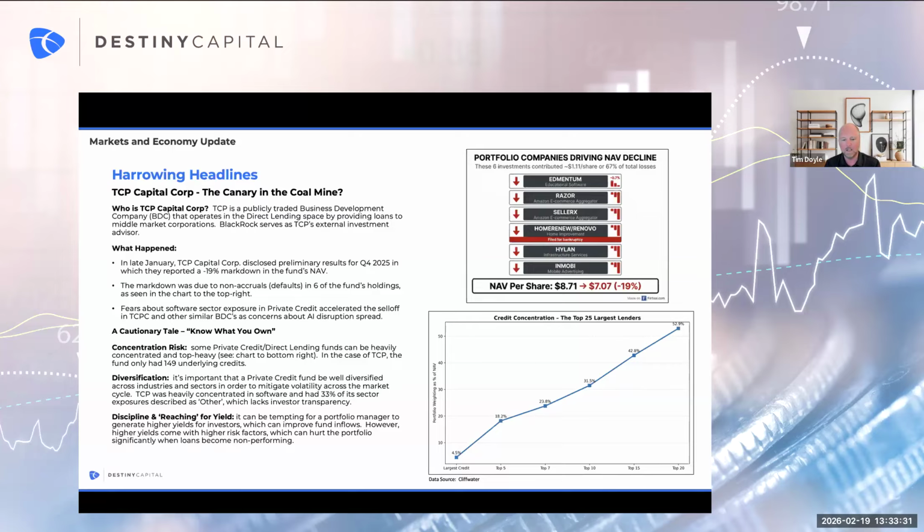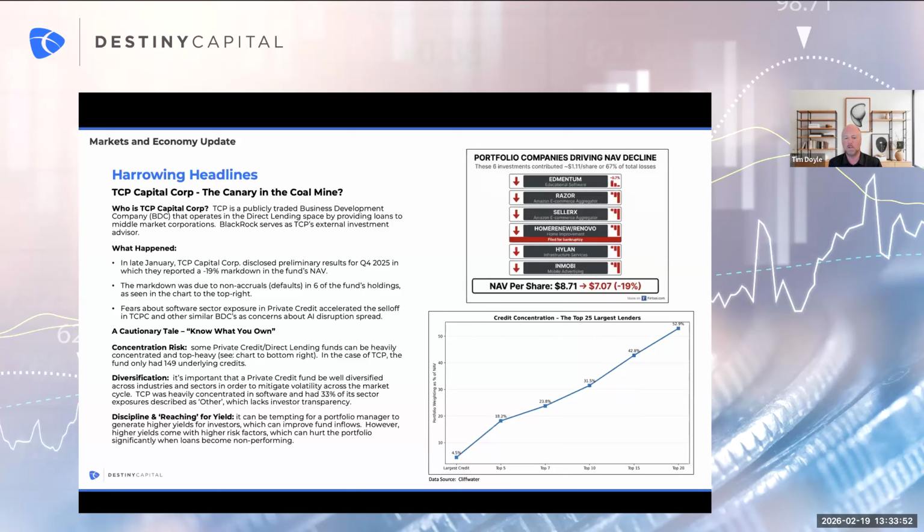Is the underlying allocation defensive? Is it aggressive? Is it growth oriented? Or is it well balanced? And we prefer a well balanced approach to our exposure in direct lending and private credit in general. And then there's also discipline. Is the investment manager for the private credit fund disciplined, or will they reach for yield?